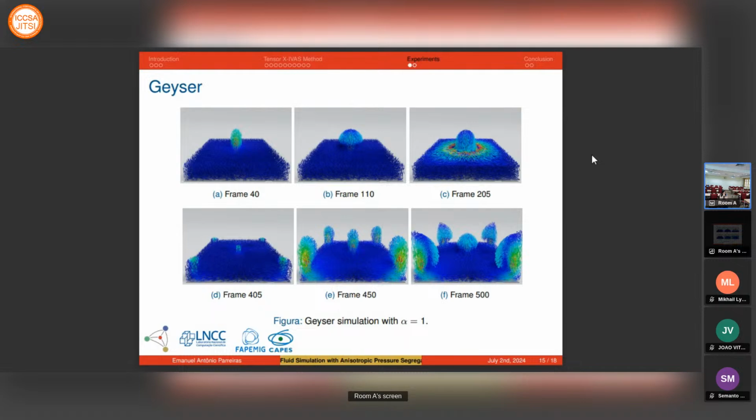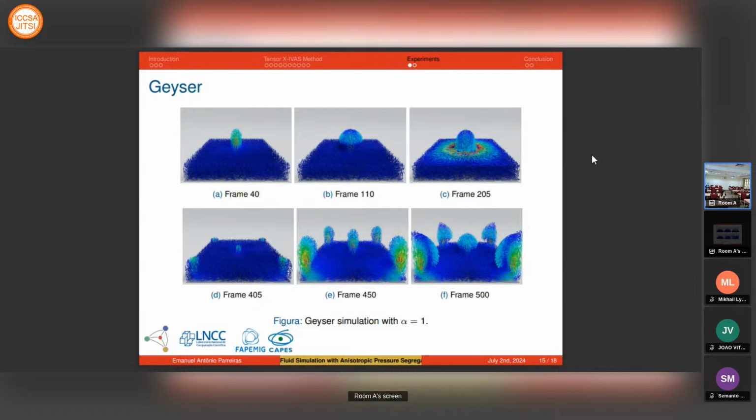We can see using alpha equals 1, we have the X-SPH method, the standard X-SPH method. Okay, so smooth, the dissipation of velocity is so high.